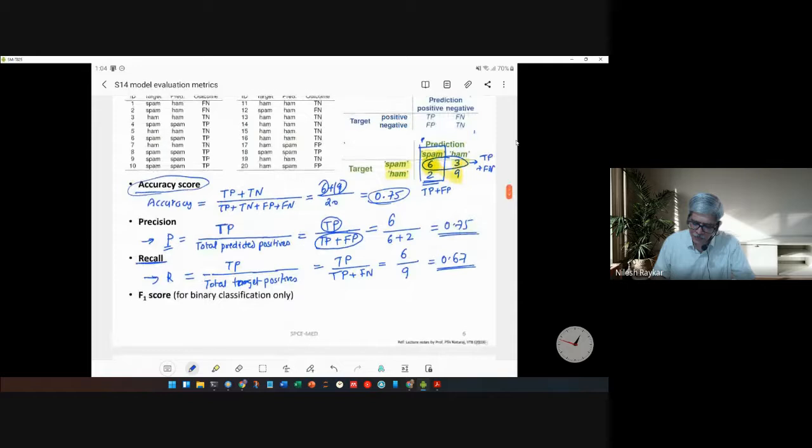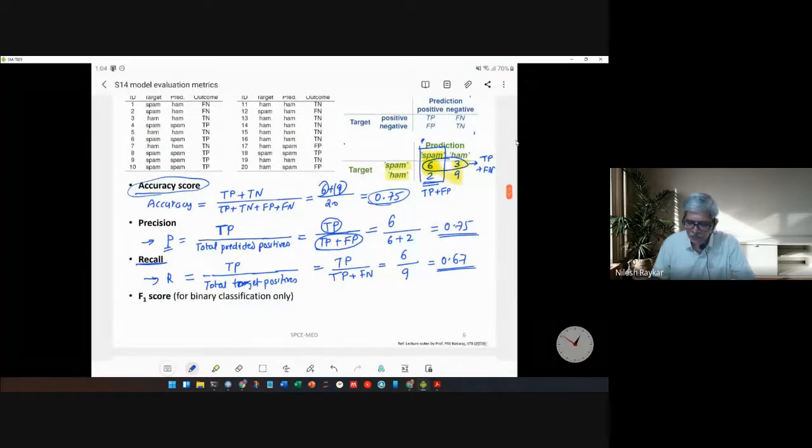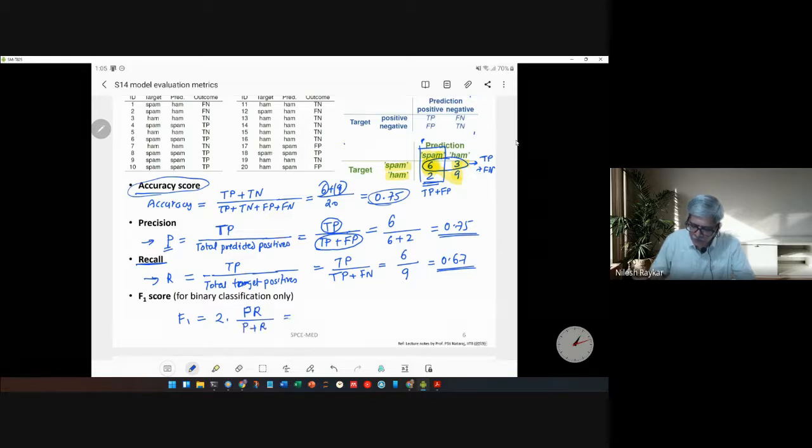The F1 score is something which is there for only binary classification. So F1 score is defined as follows. There are many more metrics, but F1 score is one which is common. It is defined as 2 times PR divided by P plus R, where P is the precision and R is the recall. You can write it as 1 divided by 1 plus P plus 1 plus R. This is known as the harmonic mean.